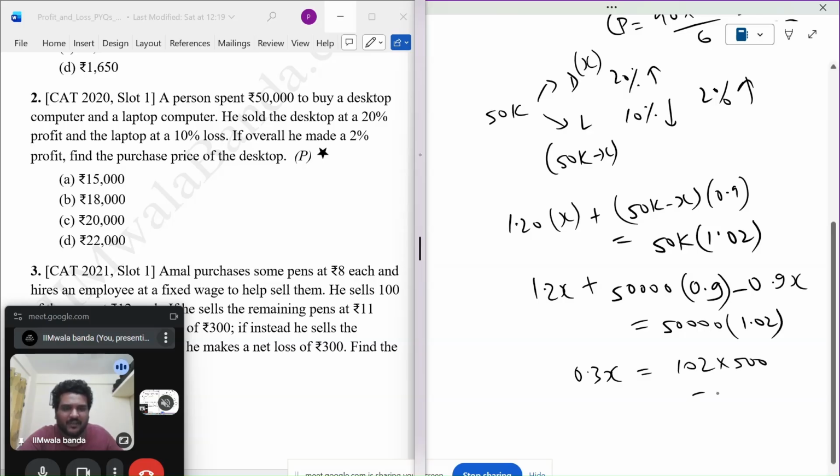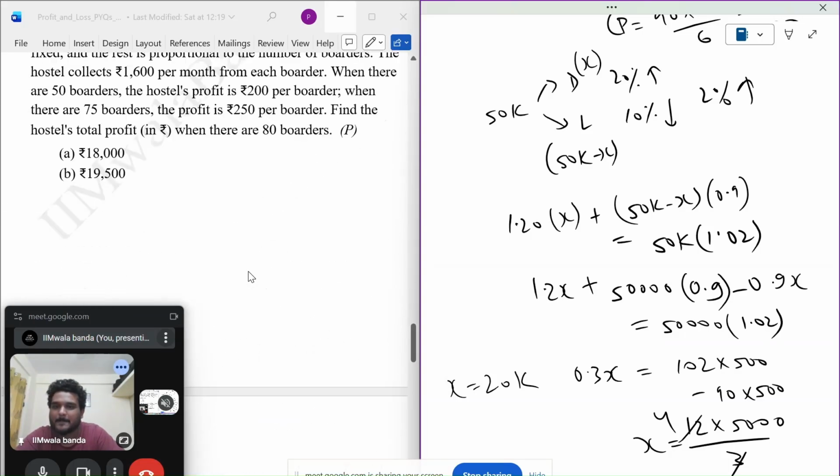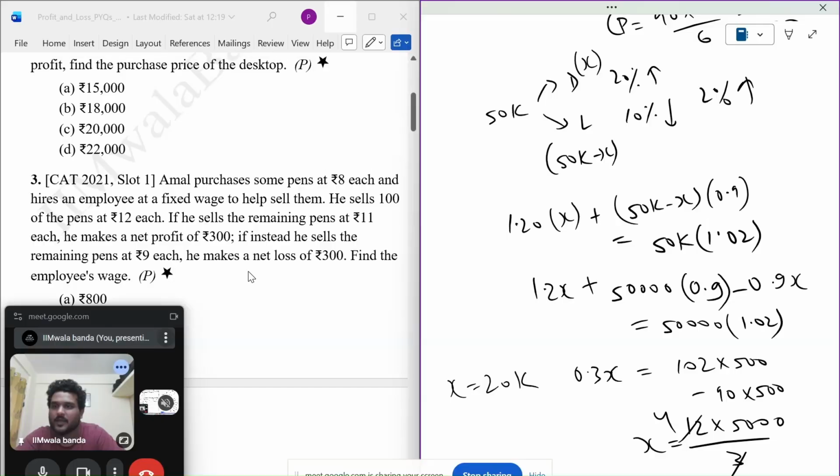Let's not solve. Let's see if we have to solve it. And this will come here, right? So this will become one decimal, right? So 90 into 500. That's why I was not solving. See, 500 got common. 102 minus 90 is 12 into 500 upon 0.3. This is x. And let's put that 0 here. So this is 3 and this becomes 20,000. So x is 20,000, which is the price of the desktop. Find the purchase price of the desktop. So option number C.